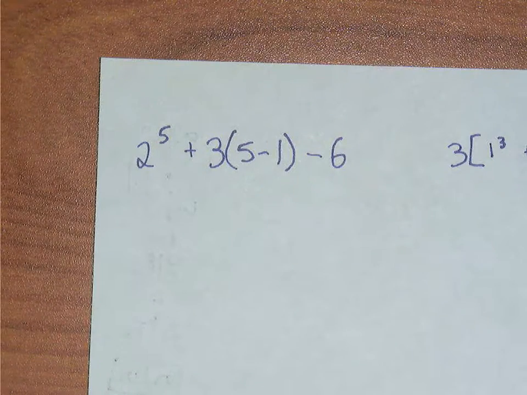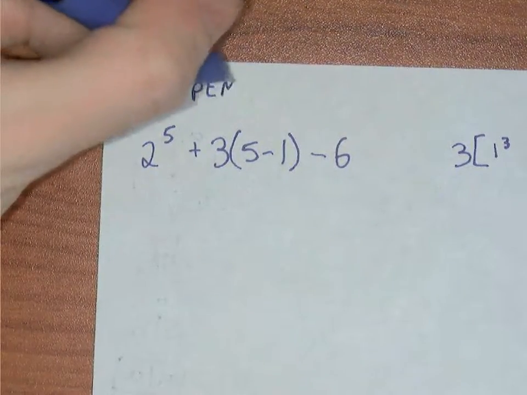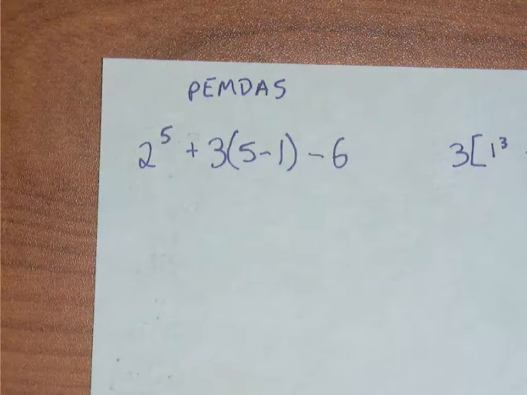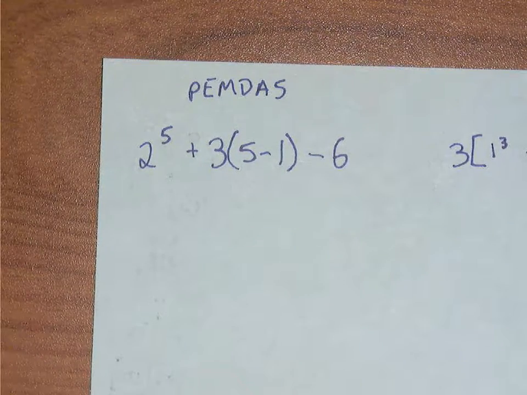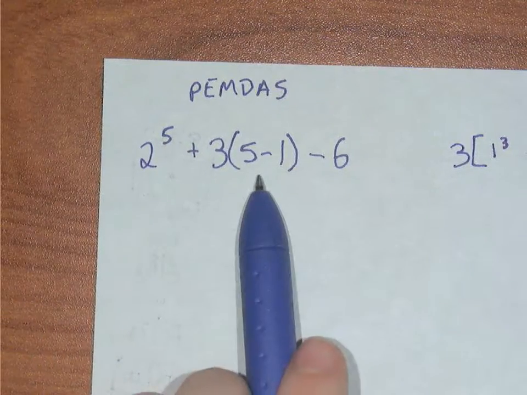So here's where we get into some more serious order of operations stuff. We remember our acronym, PEMDAS: parentheses, exponents, multiplication, division, addition, subtraction. And we'll do our stuff in that order. So if we take a look at our first example, we've got some parentheses.